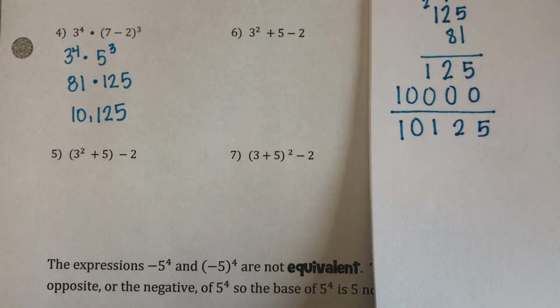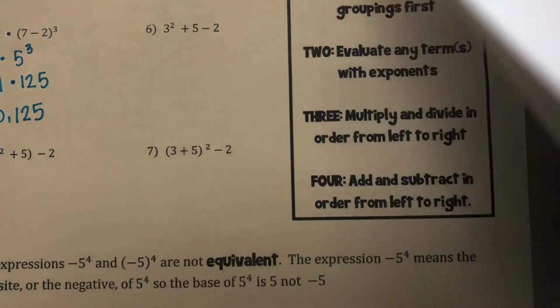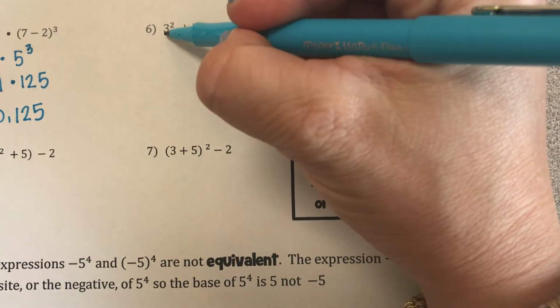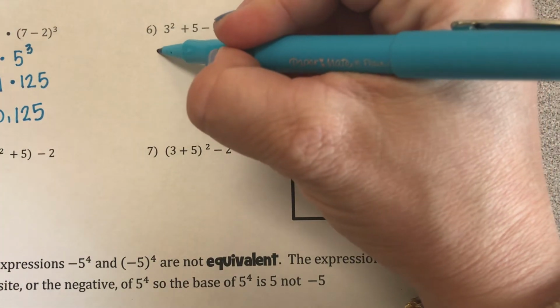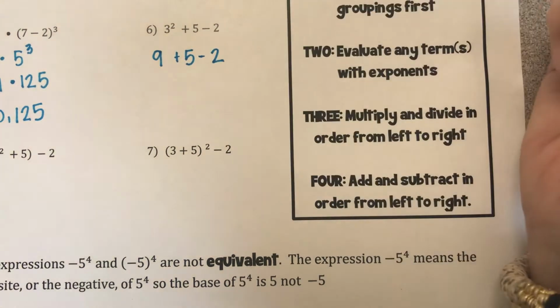They're not all going to be that big. Let's look at number 6. Are there any parentheses that I need to do first? No. So I'm going to move down to exponents. 3 squared means 3 times 3, so that's 9, plus 5 minus 2.